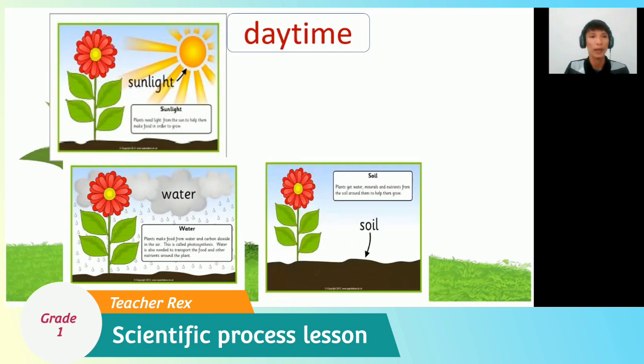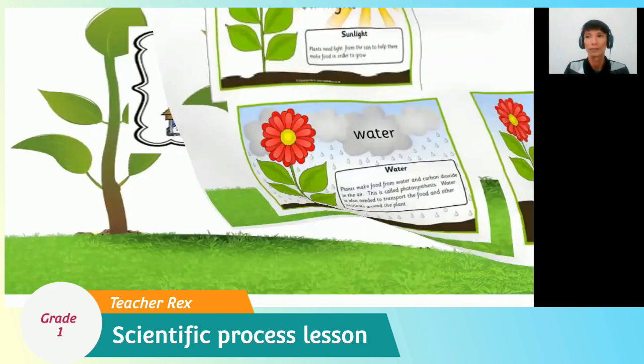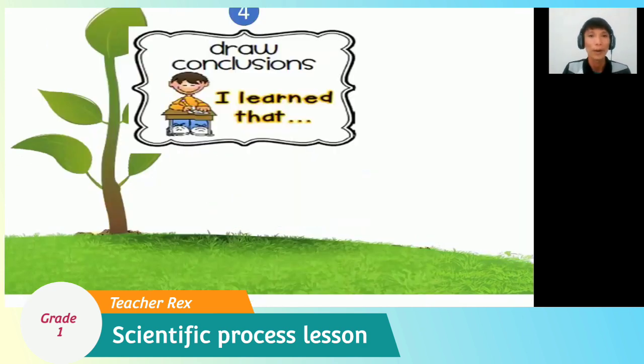And the next picture is soil. So when we say soil, plants get water, minerals, and nutrients from the soil around them to help them grow. And that is soil. I repeat, soil. Plants get water, minerals, and nutrients from the soil around them to help them grow. So that is soil.